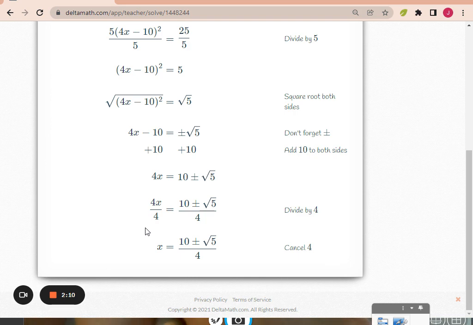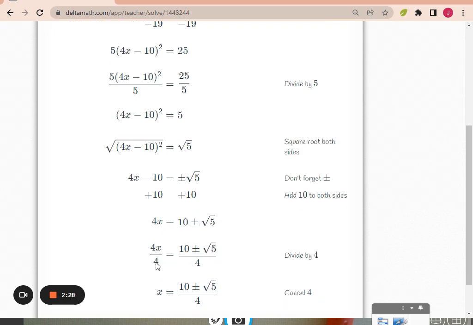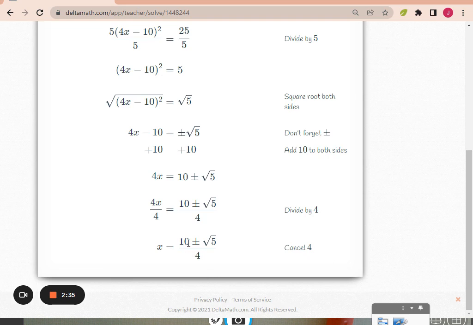10 plus or minus the square root of 5 over 4. Okay, this is the same idea, guys. Subtract 19, divide out the 5. You're left with this. Take the square root, got your plus or minus right here. Add 10, see how it's piecing it together with the 10 plus or minus square root of 5, and divide by 4. Now, if you write your answer like this, they will accept it. The other way you could write your answer is if you divided each piece by 4, this would then reduce to 5/2, and this would stay plus or minus square root of 5 over 4.